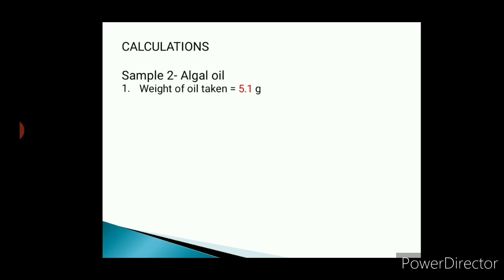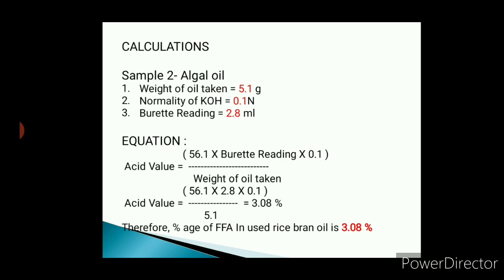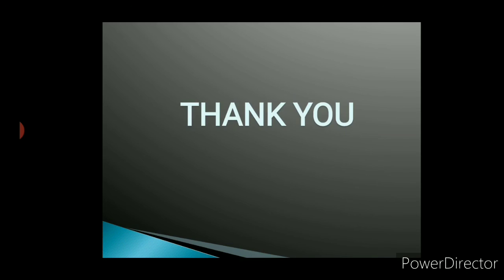Then the second sample, which is algal oil. Weight of oil taken 5.1 gram. Normality of KOH is 0.1 normal. Burette reading 2.8 ml. Then in the same equation, when I substitute 56.1 into 2.8 into 0.1 upon 5.1, it will give me 3.08%. So the percentage of FFA, or acid value, of the algal oil I took was found to be 3.08%. In this manner we are going to perform determination of FFA. So thank you students.